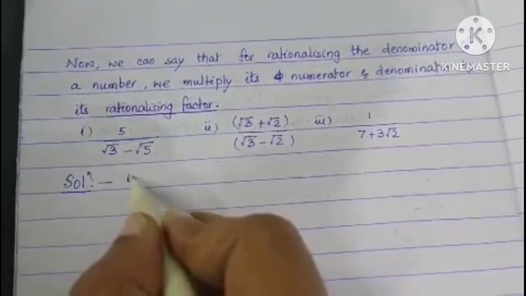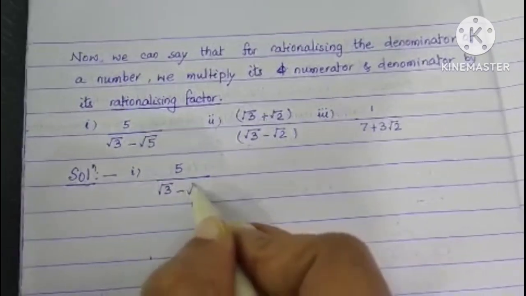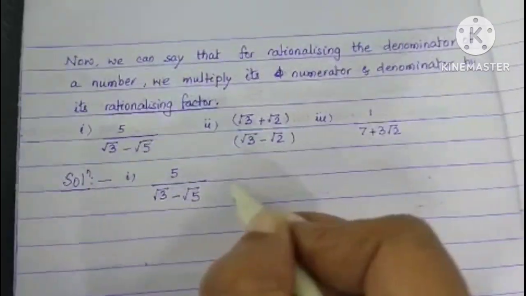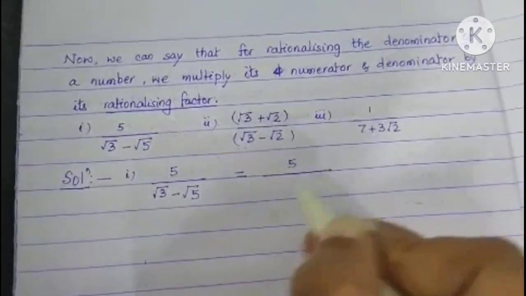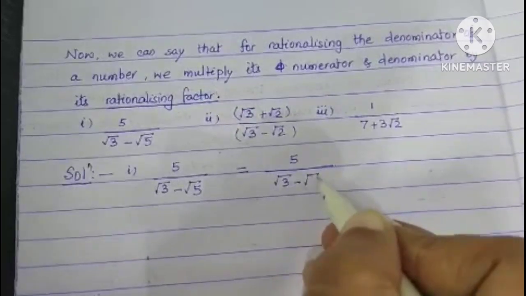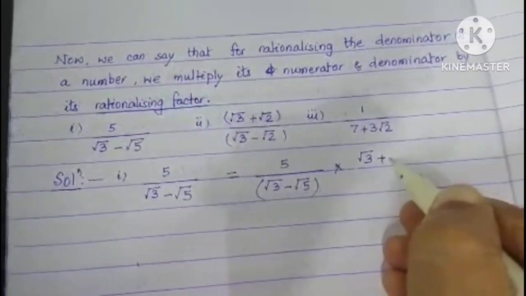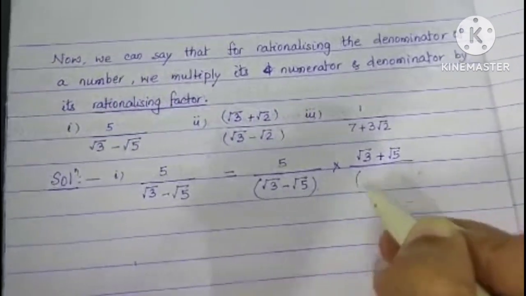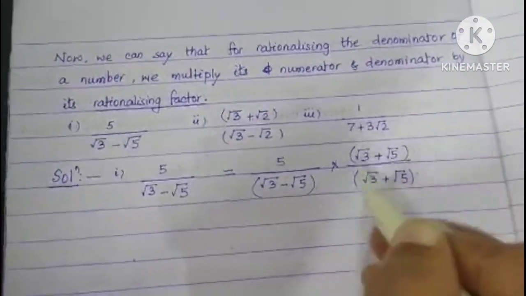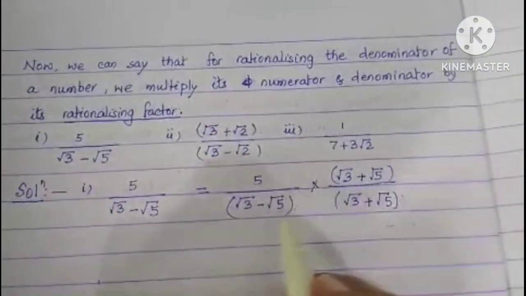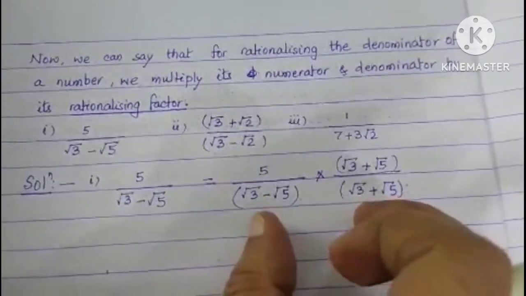Let us check the first one, that is 5 by root 3 minus root 5. So we can write this expression, if we rationalize the denominator, as 5 by root 3 minus root 5 multiplied by root 3 plus root 5, and the denominator also root 3 plus root 5. Why are we multiplying with this one? Because this way we will get a rational number.